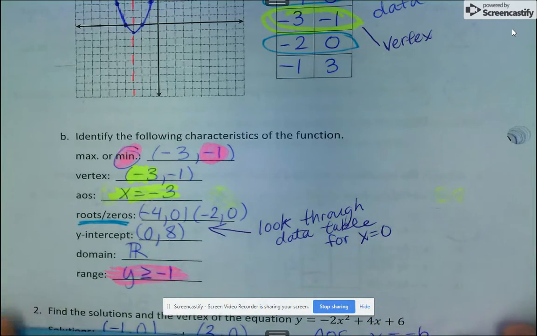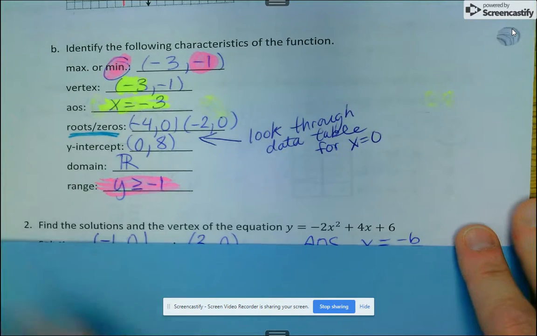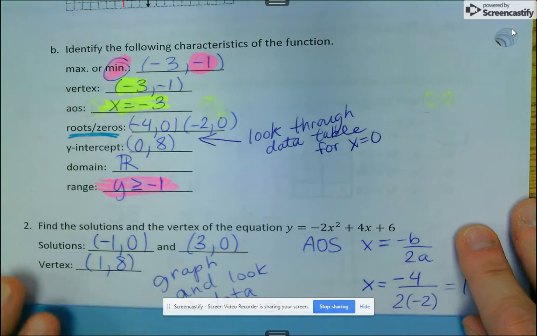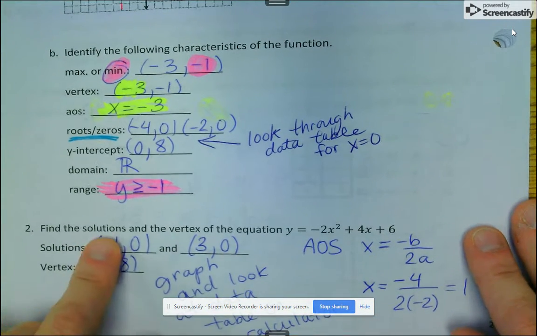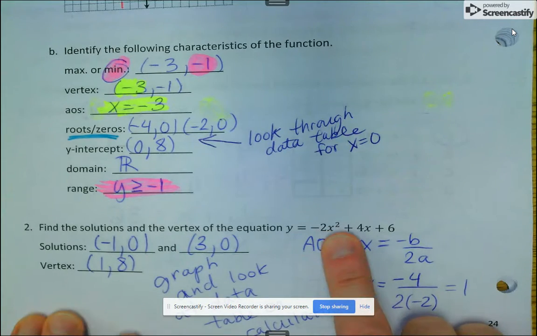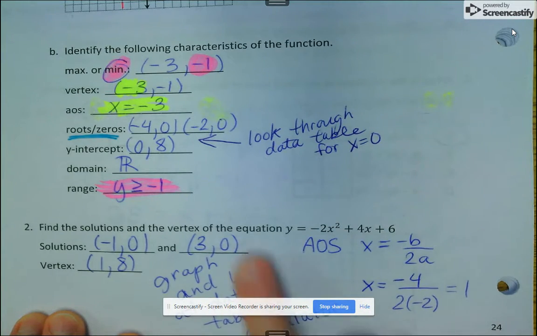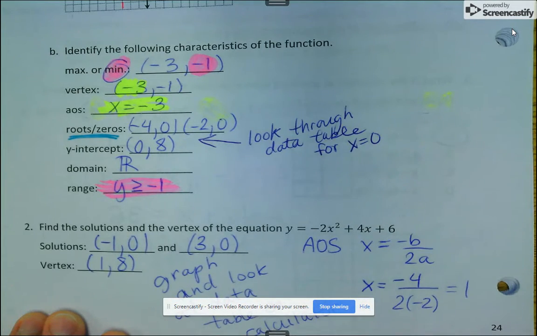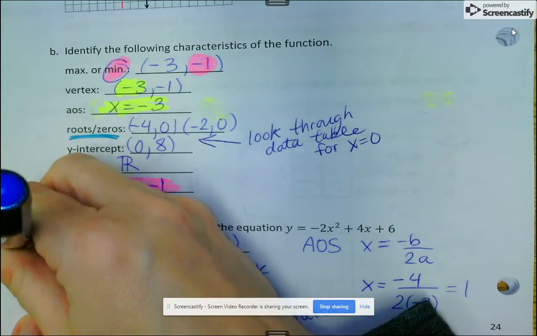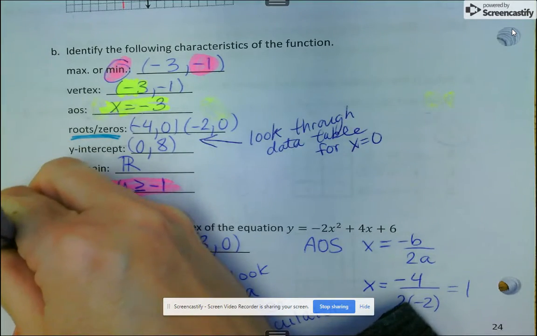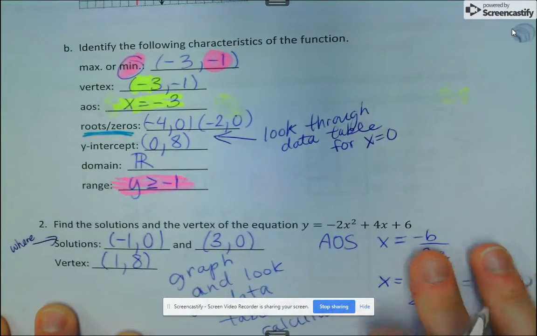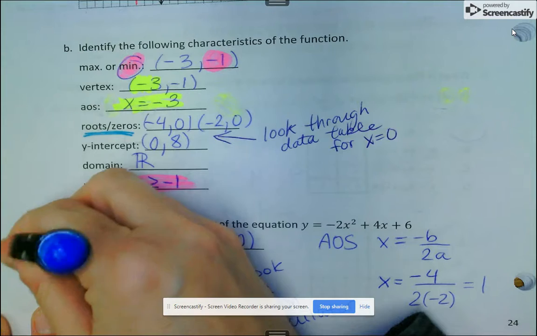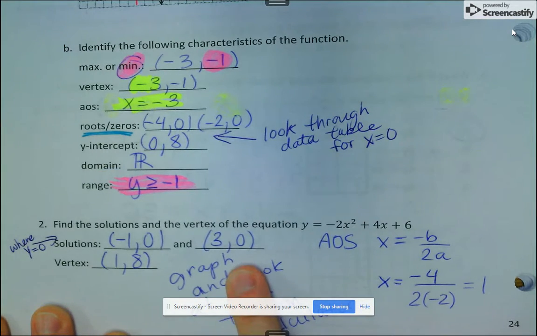Okay, second example, it says find the solutions and the vertex for the equation. Well, the solutions are your x-intercepts. So you're going to want to graph this in the calculator and look at the data table. You're looking for where the y is 0 in your data table. And those will be your two solutions or x-intercepts.